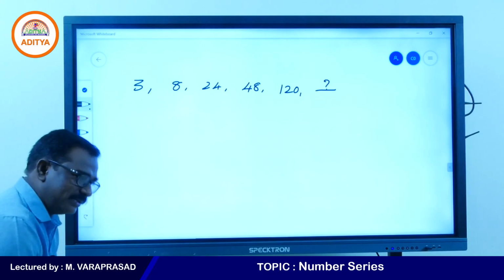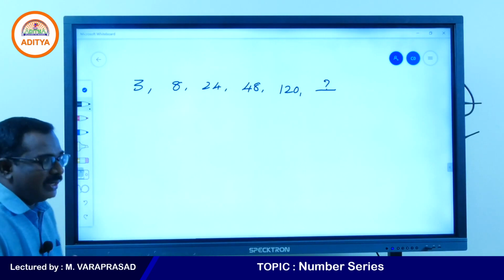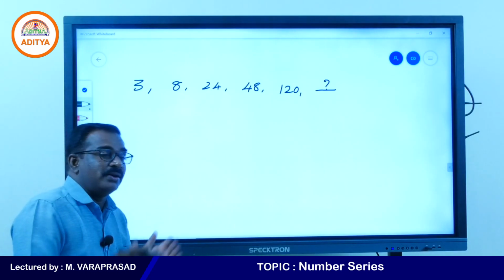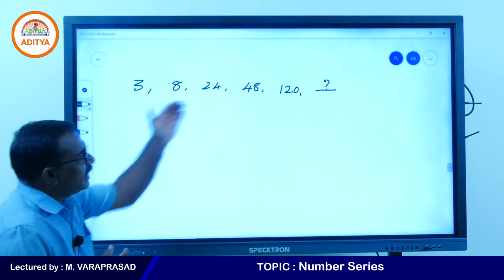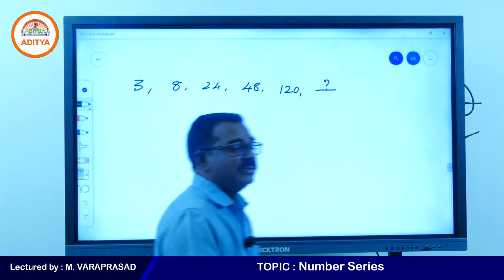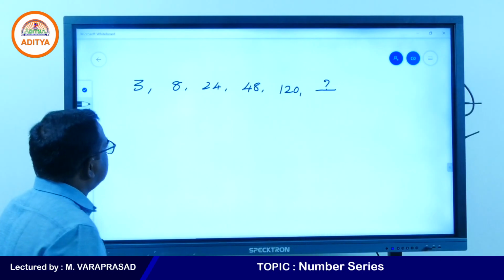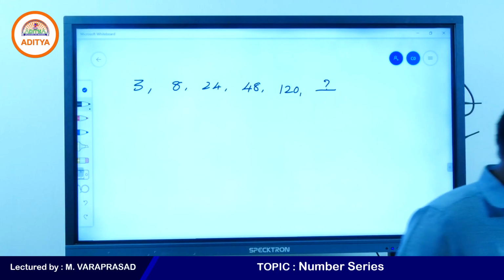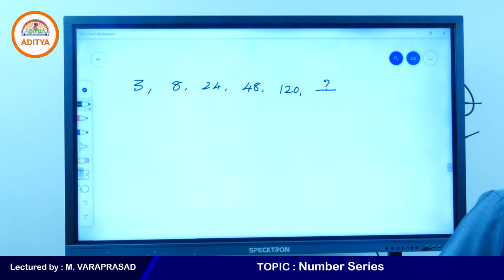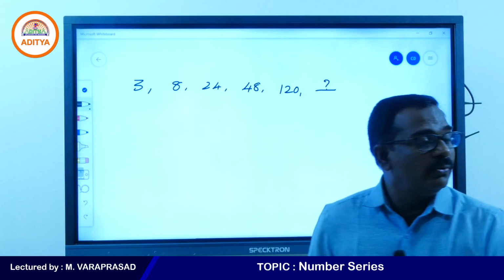A series is given in a particular order. You need to find out the logic, rule or pattern here. What will you get as the next number? Yes, very good. What is the next answer? Any one of you? What is the rule here? What is the pattern here? See once here.